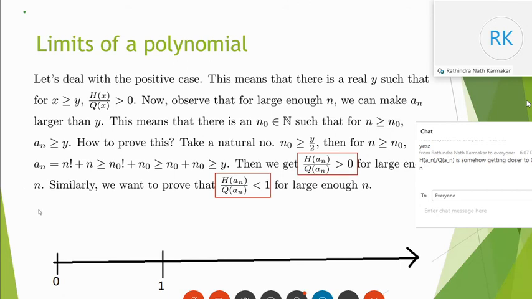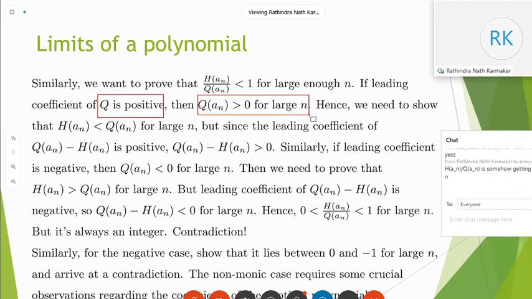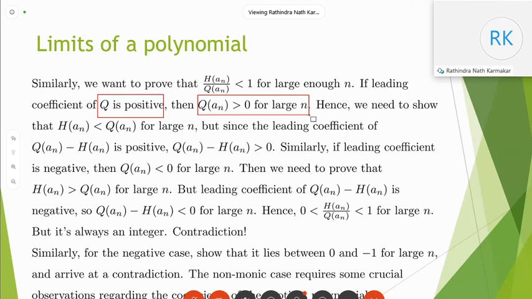Again, we will use the limiting argument. So first we need a polynomial for that. If the leading coefficient of q is positive, then for large n, q of n is greater than 0. We saw that just now. So let's deal with the case that the leading coefficient of q is positive. So now you can multiply q of n both sides, because q of n is larger than 0 and the sign of inequality will be unchanged. So in order to prove this statement, h of an by q of an is less than 1, you have to show that h of an is less than q of an for large n.